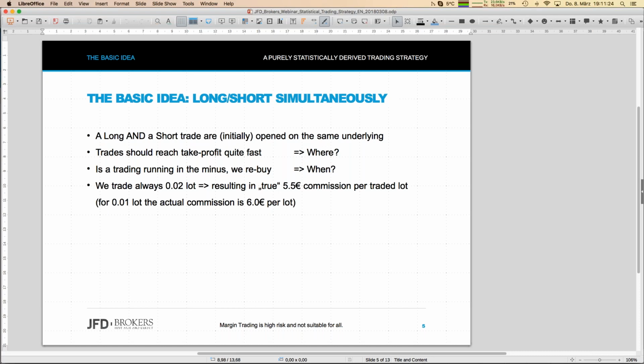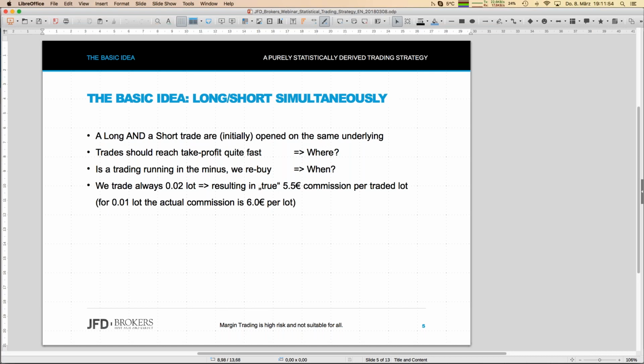If we have a losing trade, we need a rebuy to recover. It's not martingale. It's a little bit like a grid strategy, but if you do it with a final stop loss, even if you increase your position size, then everything is okay. What do we trade? We always trade 0.02 lots in this case. And that has a specific reason why I do not go for 0.01. It's a little bit related to JFD.